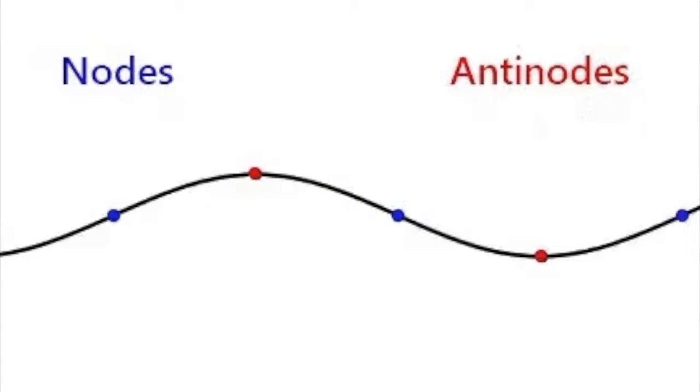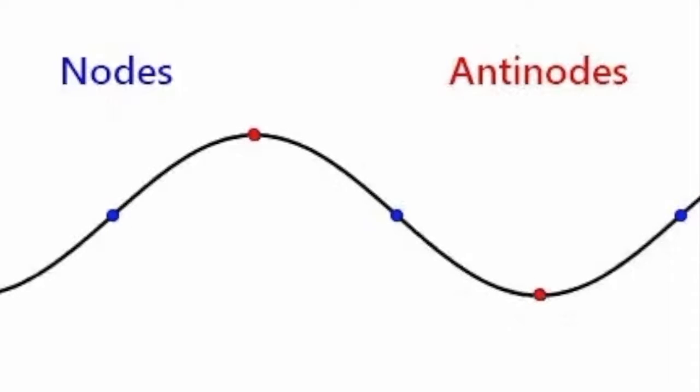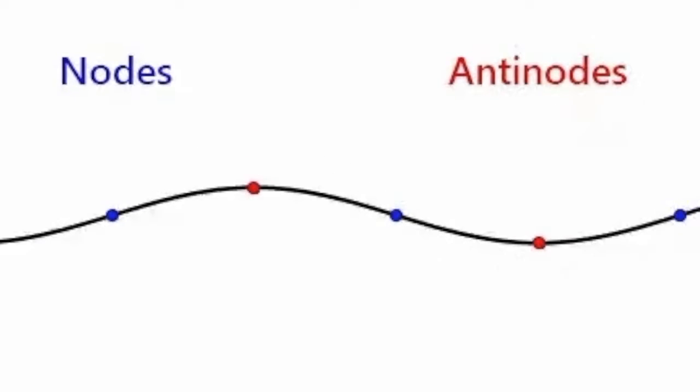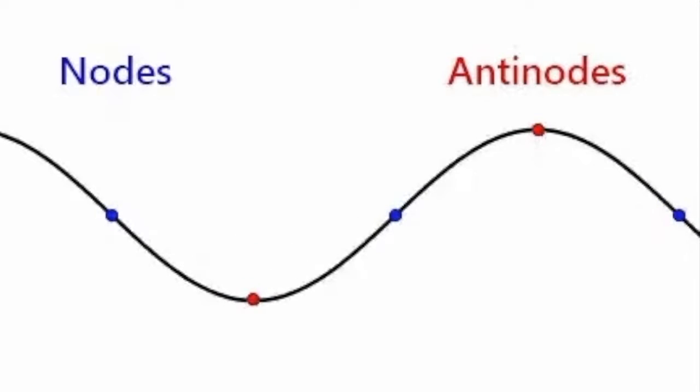Nodes are where the waves have destructive interference. They cancel each other out and there is no movement or displacement. Antinodes are where the waves have constructive interference. They combine with one another and thus the wave doubles in height.